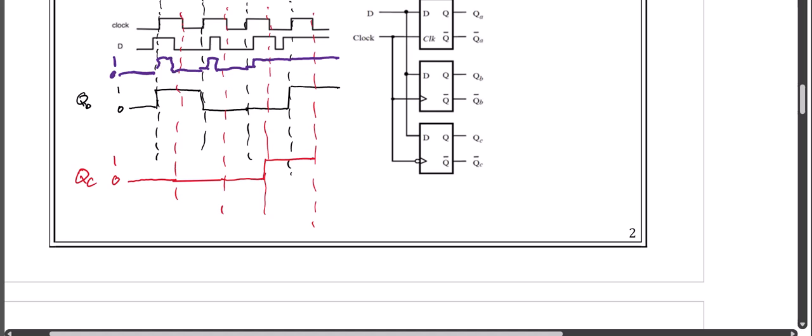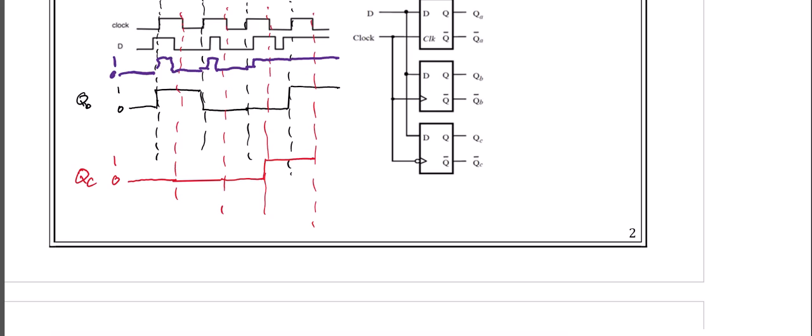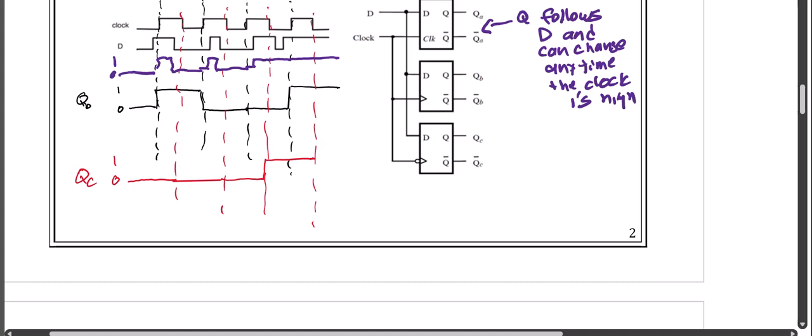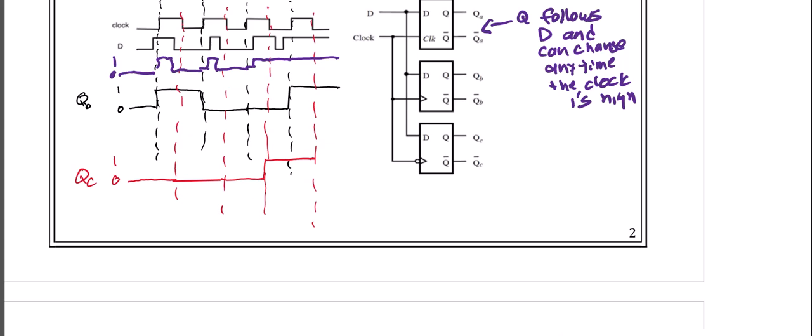So what's its behavior like again? The behavior of this one is Q follows D and can change anytime the clock is high. And so it's not waiting for an edge. Flip-flops change once every clock cycle. Latches can change whenever, and this particular one will change whenever the clock is high.